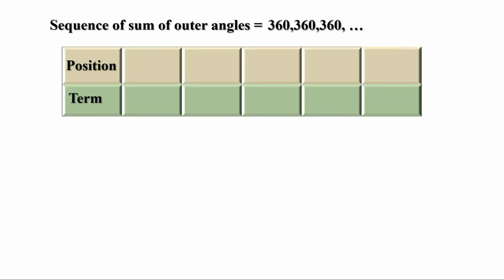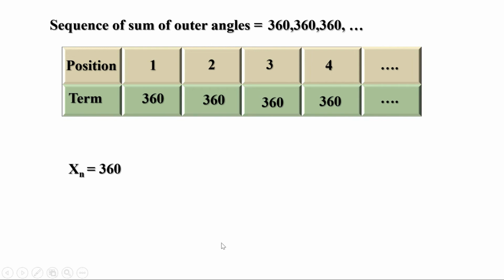Now let us look at the sequence of sum of outer angles. Sum of the outer angles is always 360. So the sequence is 360, 360, 360, etc. Now let us write the position and term. First term is 360, second term is also 360, third term is also 360, fourth term is also 360, and therefore the nth term is also 360. That is, xn equal to 360 is the algebraic expression for this sequence.